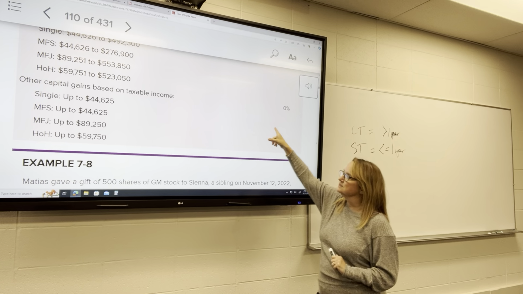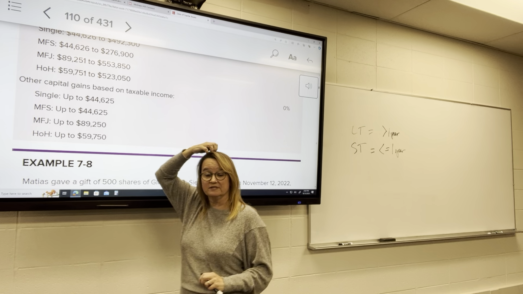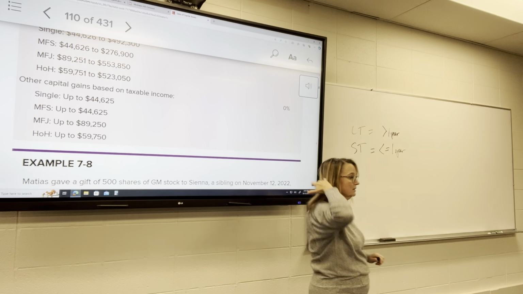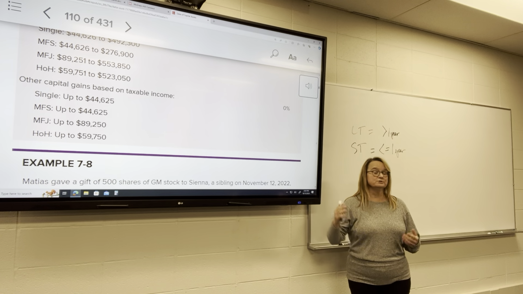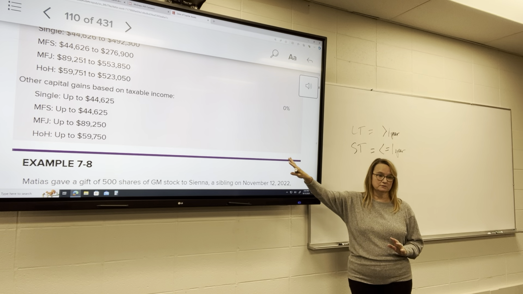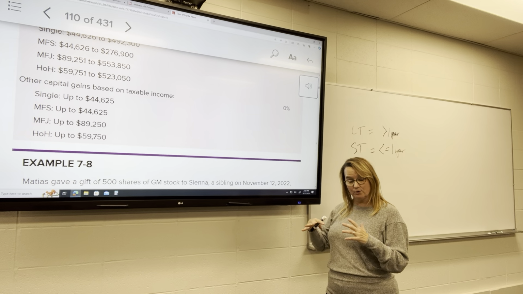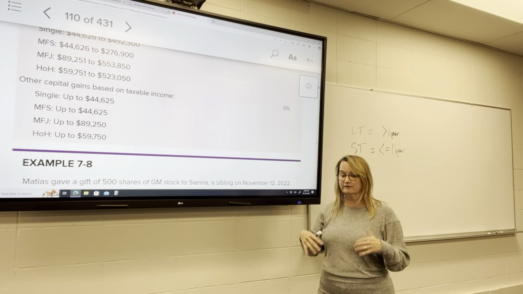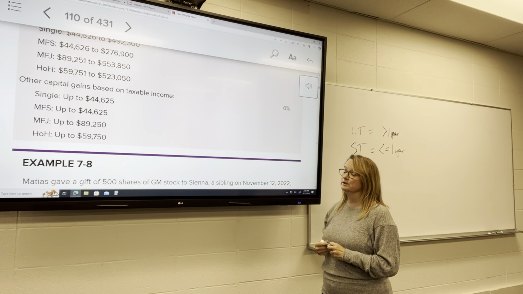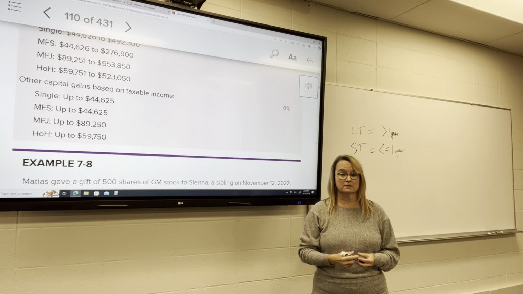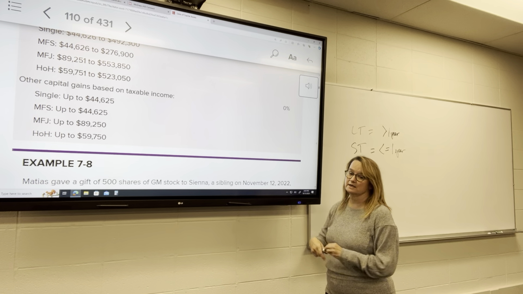The lowest, if you are under, so married filing jointly, up to $89,250, you get the best tax rate of all, which is 0. So those individuals, again, this is taxable income. So after the standard deduction and everything, if it's under $89,250 for married filing jointly and you sell long-term stock, you get the 0% tax rate.